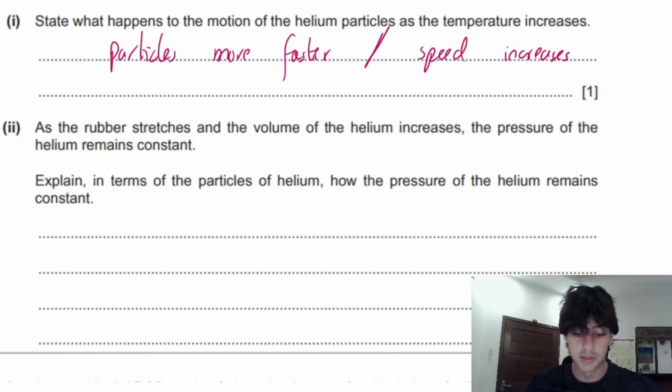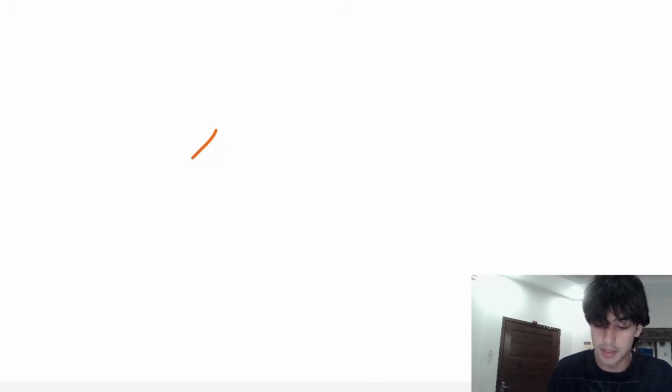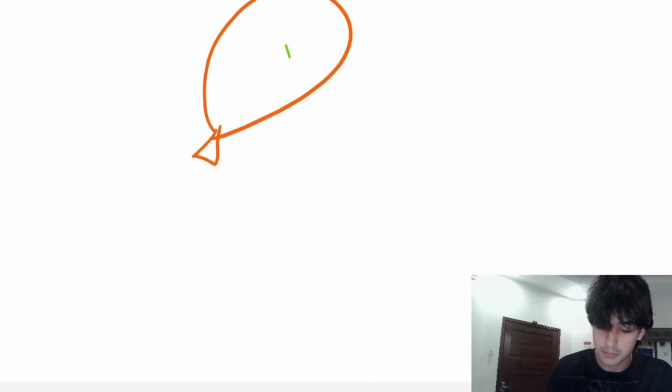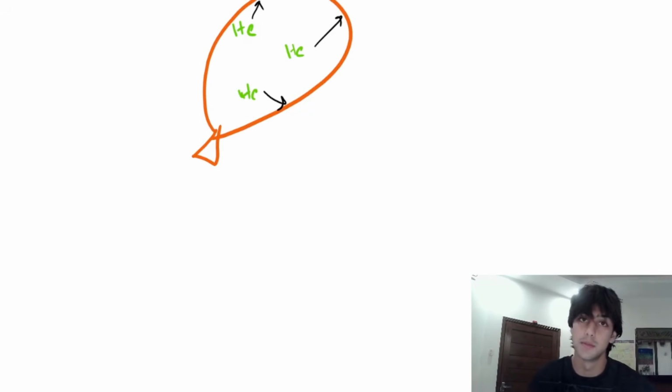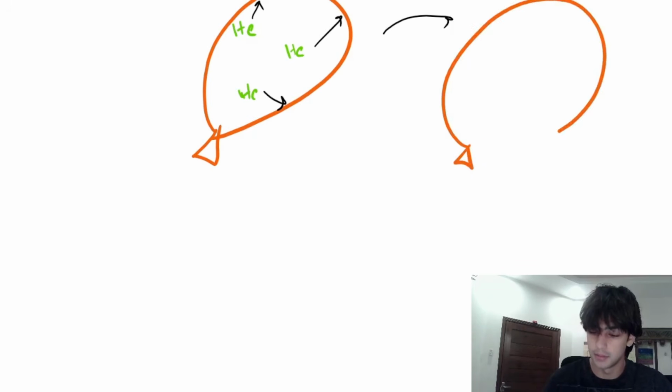So next up, we have: as the rubber stretches and the volume increases, the pressure remains constant. Now, this is an interesting question and unique as well. So first of all, let's address the situation. So to understand this, we know that there's a balloon over here. It has helium particles around it. Now, if you're going to increase the temperature, what's going to happen? They're going to collide with the walls of the balloon with more force. And because of that, you're going to see that the balloon starts expanding, okay, just like this. Now, because of the balloon expanding, what do we see? We see that the volume increases.